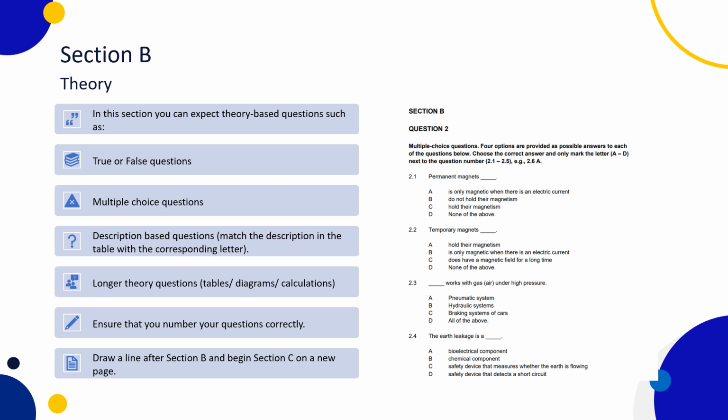such as match the description in the table with the corresponding letter, as well as longer theory-based questions, including tables, diagrams, and calculations. In this section, it is important that you ensure that your questions are numbered correctly. So if you are answering question 2.2, make sure that you have written clearly on your answer sheet or on your folio paper 2.2 followed by your answer. After you have finished with your Section B, draw a line and begin Section C on a new page.